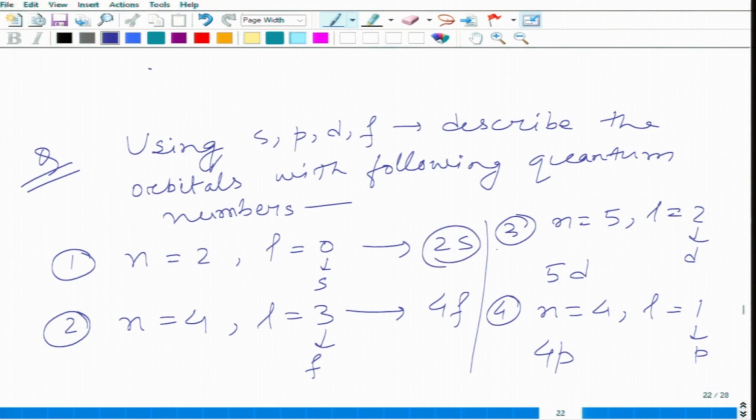So now you can easily predict the names of the orbitals. Actually these are subshells, not orbitals, but the term subshell is rarely used. Mostly orbitals is used as a loose term. So in the next lecture we will discuss the spin quantum number and the shapes and energies of these orbitals. Thank you.